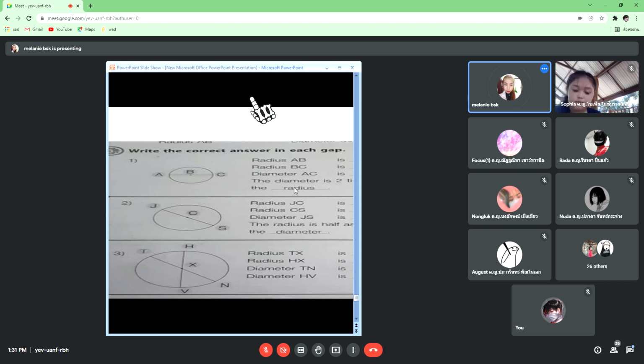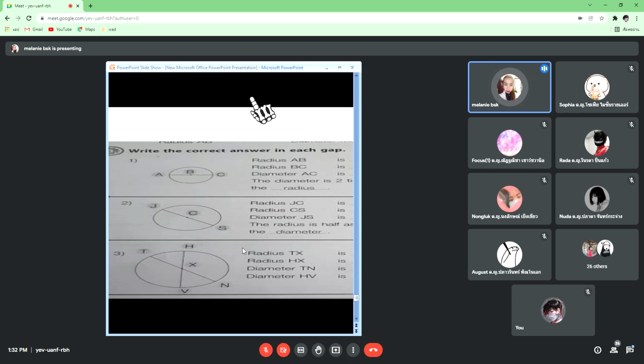Okay, for the next one, number two, radius JC. J from this point going to this point at the center. We have radius CS. C and then S in here. You stop in here using your ruler. And then we have the diameter JS. You start from here and then come to this point also. You stop in here. Next, we have the radius is half of the diameter. The answer is already in here.